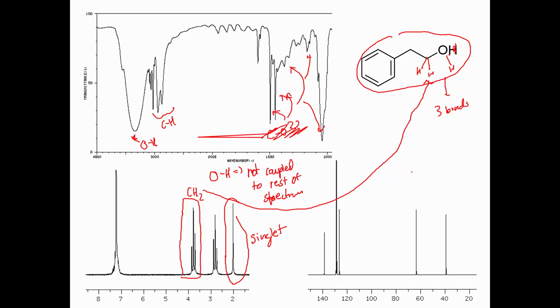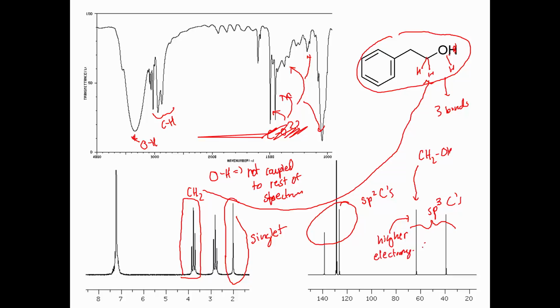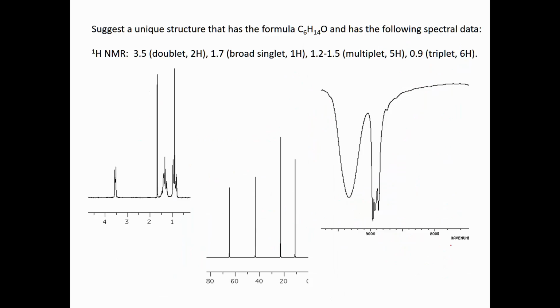Okay, in the C13 NMR, we can make out a unique peak right there that we can attribute to the CH2OH group. All of these are the sp2 carbons. These are the sp3 carbons, and this one is higher due to the electronegative oxygen atom. Okay, and finally, let's just go through a spectroscopy problem.